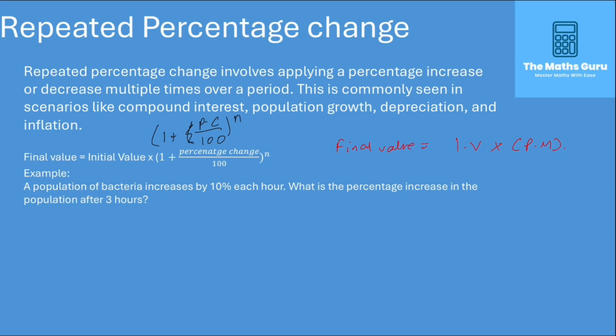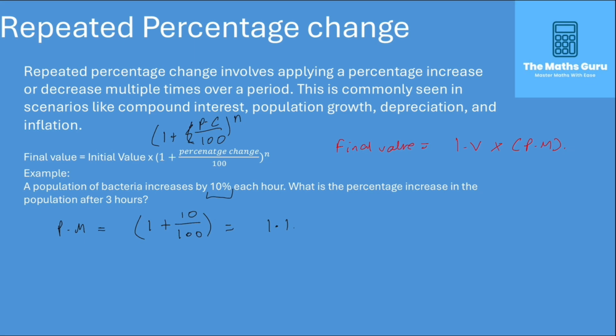So, looking at an example now, we have a population of bacteria increasing by 10% each hour. The first thing that we need to do, before even looking at the rest of the question, is to work out our percentage multiplier. So, percentage multiplier is equal to 1 plus our percentage change, which is an increase so positive 10 over 100, which is equal to 1.1. That's our percentage multiplier.